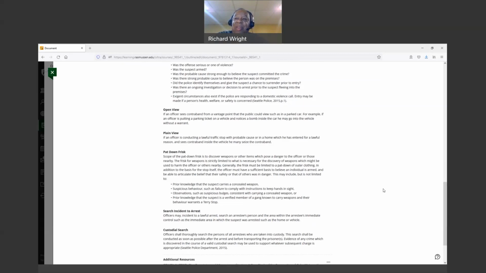Custodial search. That, of course, applies that the person can be searched thoroughly when they are arrested or taken into custody. And this can be as soon as the person is under arrest and before transporting the person. So how do you know when a person is in a custodial status? I have said this before and I'll say it again. It does not require the words "you are under arrest." It simply requires that the liberty of that individual is taken away and that individual is not free to go.